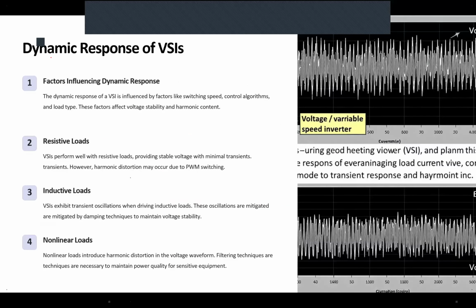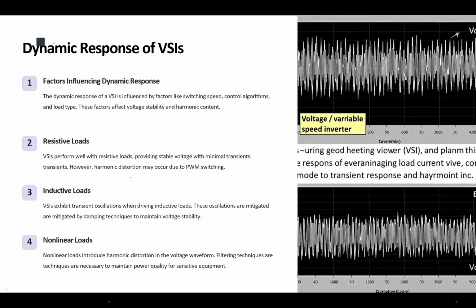Now, so far we have only talked about the general aspects of VSI and CSI, or, to put it in another terminology, we discussed the differences in the steady state performance. Now, what happens in a dynamic performance? Because we do not always have a steady state situation. We would see some dynamic changes in our parameters.